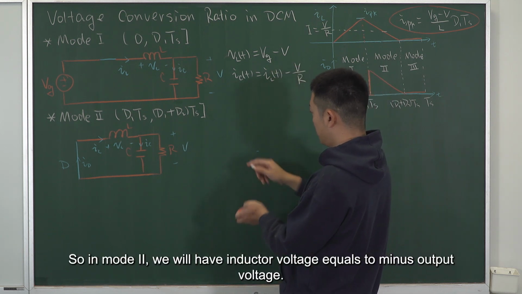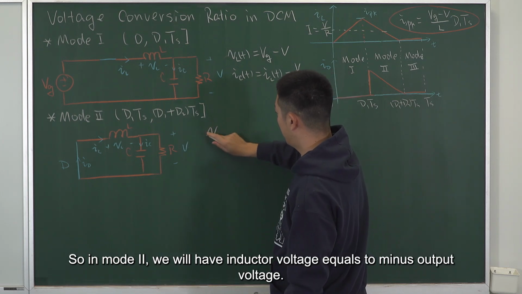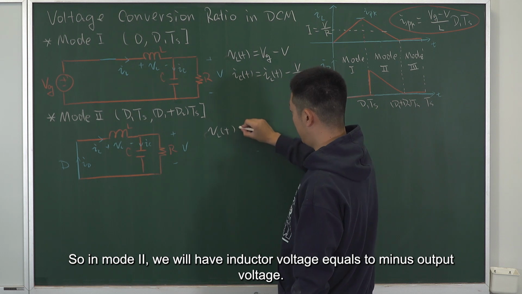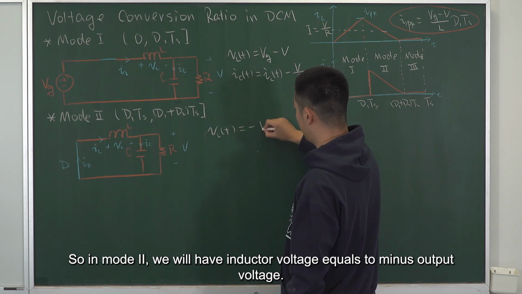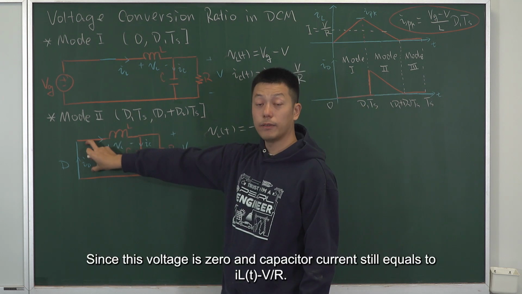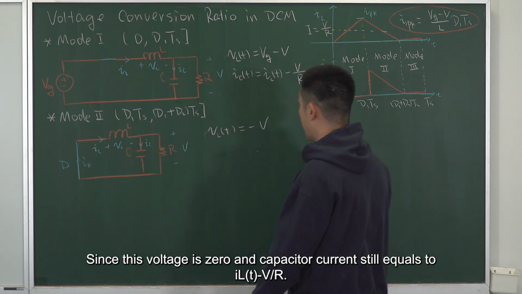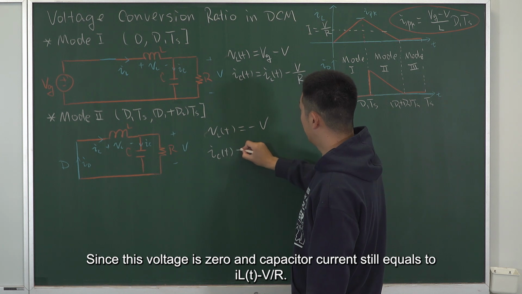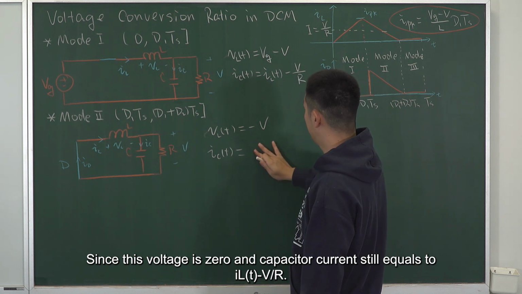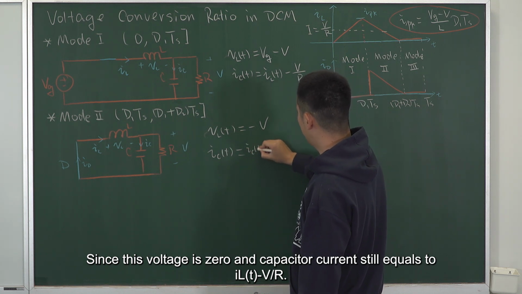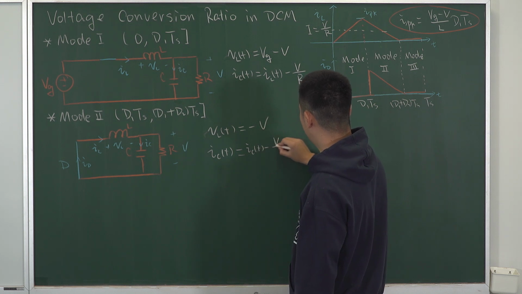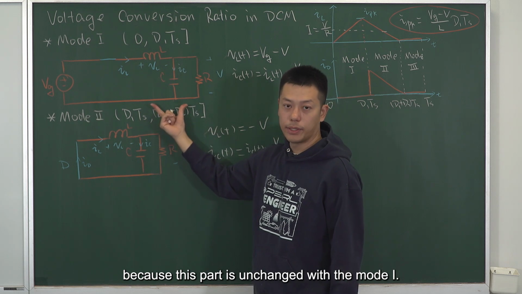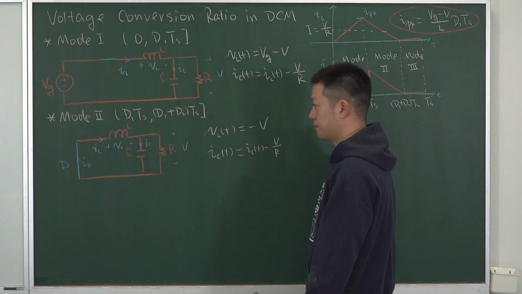We can write the equations for mode 2 accordingly. In mode 2, the inductor voltage equals minus the output voltage, since the input side voltage is 0. And the capacitor current still equals iL(t) minus V over R, because this part is unchanged from mode 1.